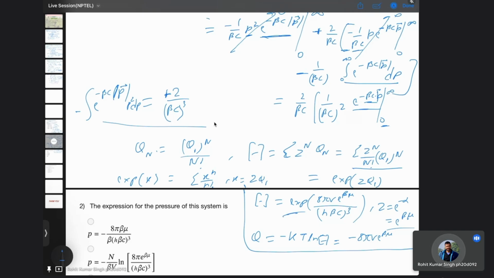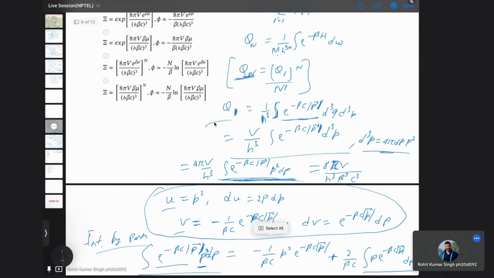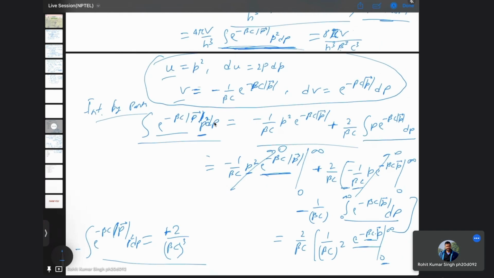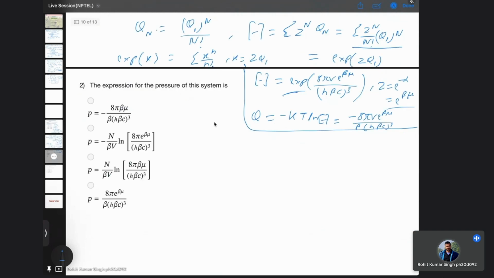Okay, so the correct answer is, which one is the correct answer? Yeah, this one. Both are the same. No, this one is the correct answer.